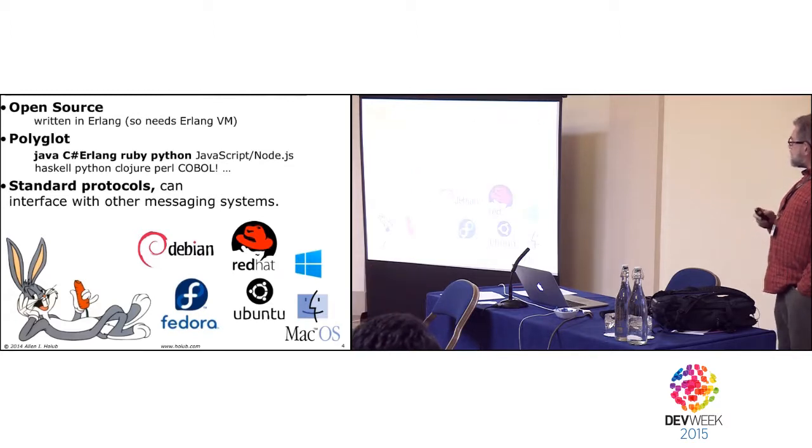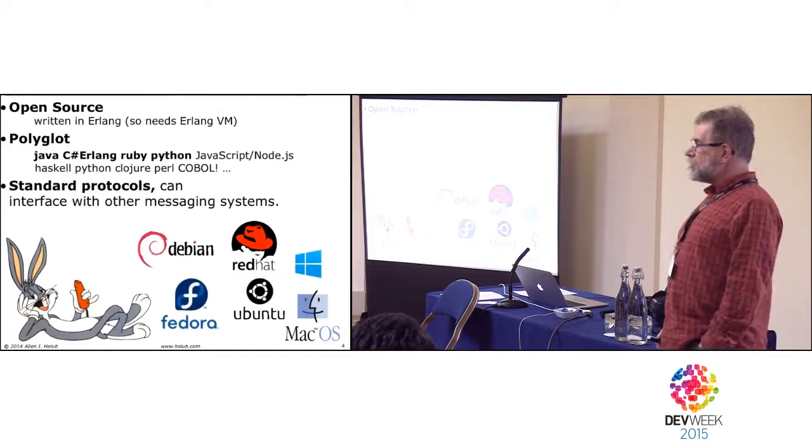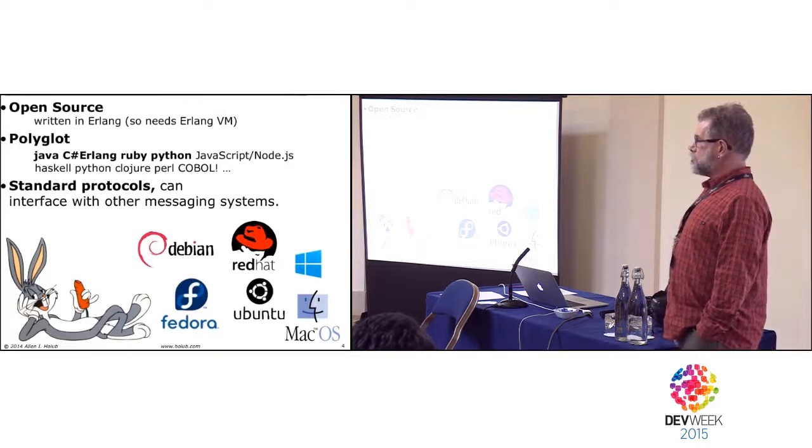Rabbit itself is an open source system. It's written in Erlang, which is kind of a weird choice, though. Erlang is one of those languages that nobody is interested in outside of the academic community. Erlang is a purely functional programming language.